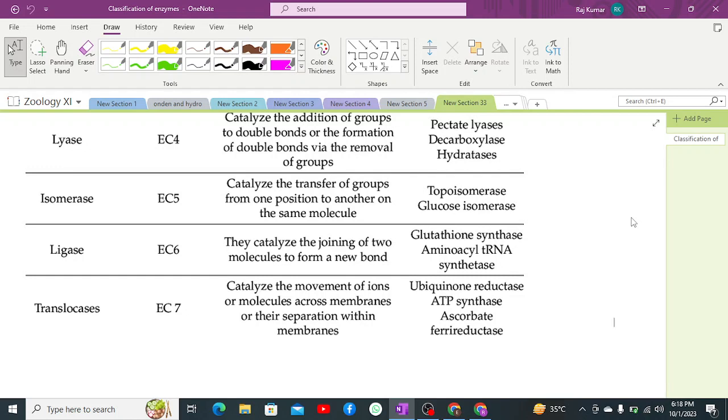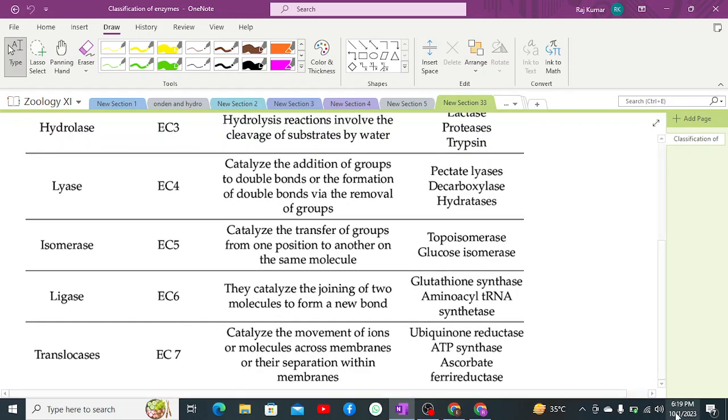Translocases are those enzymes which catalyze the movement of ions or molecules across membranes, or their separation within membranes. For example, we have ATP synthase, ascorbate ferrireductase, ubiquinone reductase. These are all enzymes which are involved in catalyzing the movement of ions or molecules across membranes.